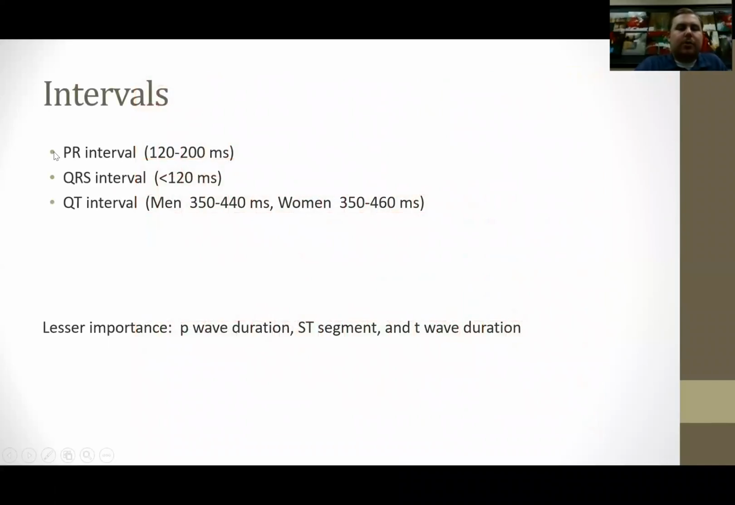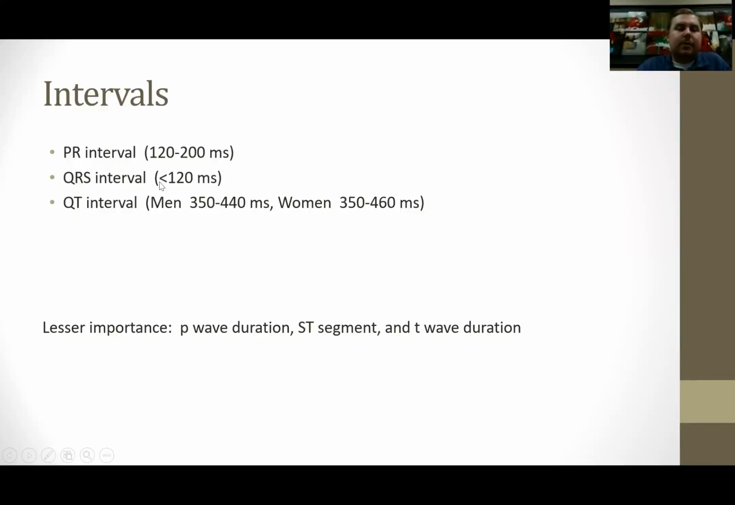Your PR interval should be 120 to 200 milliseconds. That's measured from the beginning of the P wave to the beginning of the QRS. If it's shorter than 120 milliseconds, that's a short PR syndrome. The most common is going to be Wolff-Parkinson-White. If it's longer than 200 milliseconds, there are different heart blocks, and the one that's consistently always over 200 milliseconds is the first degree AV block.